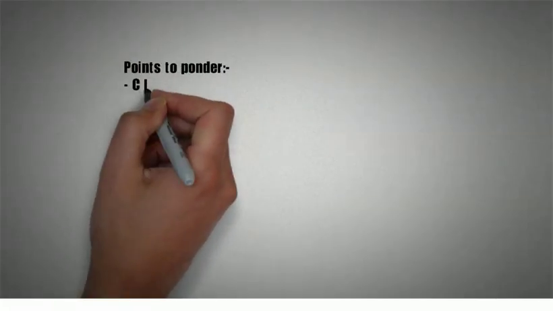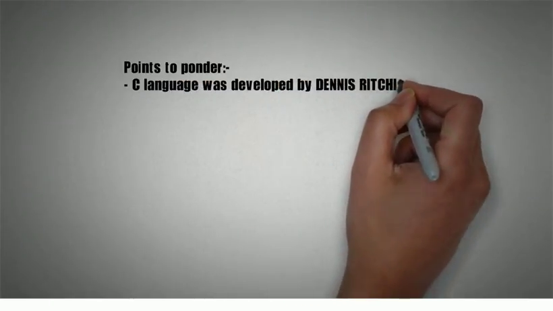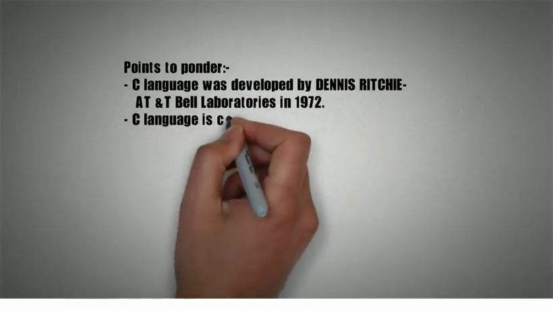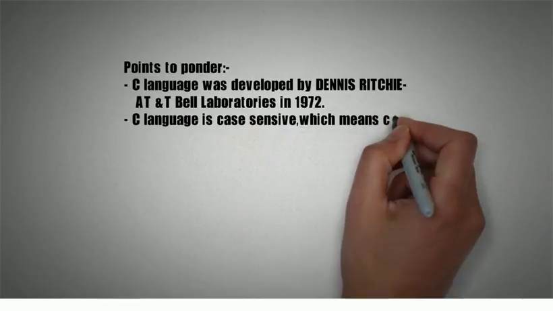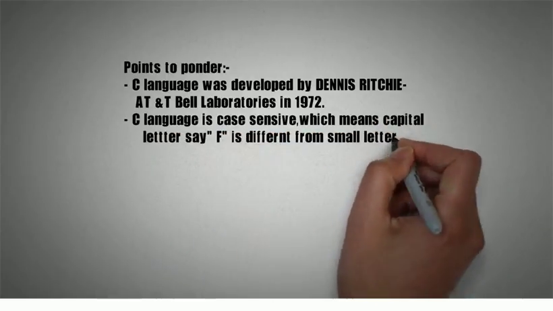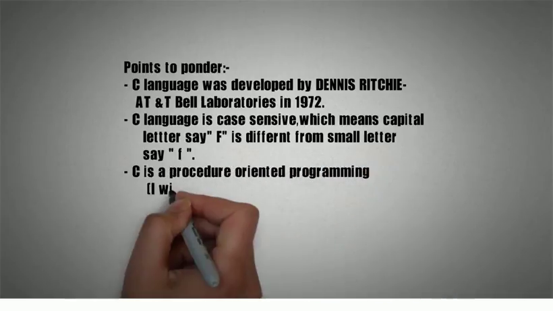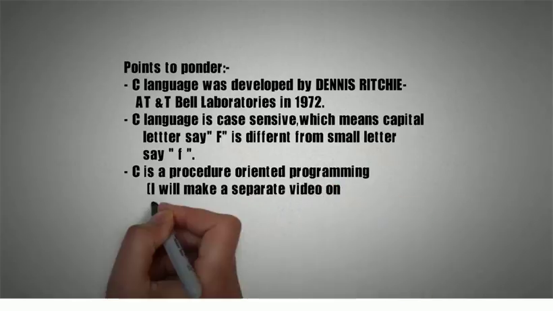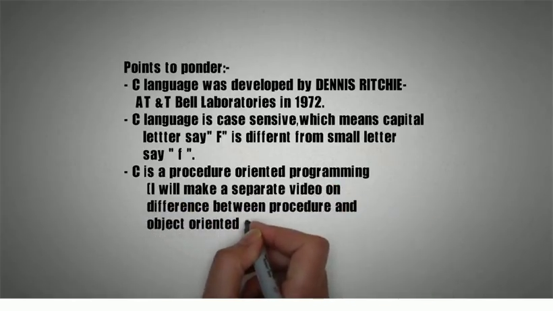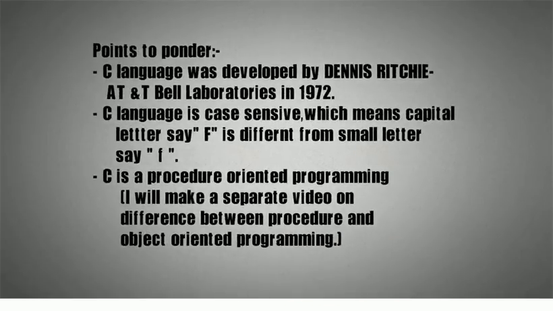Points to ponder. C language was developed by Dennis Ritchie at AT&T Bell Laboratories in 1972. C language is case sensitive, which means a capital letter, say capital F, is different from a small letter, say small f. C is a procedure oriented programming language. I will make a separate video on the difference between procedure and object oriented programming.